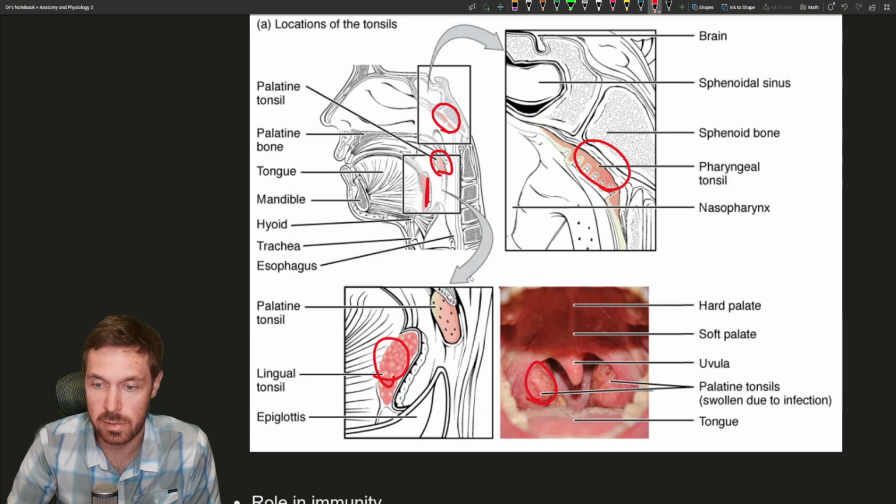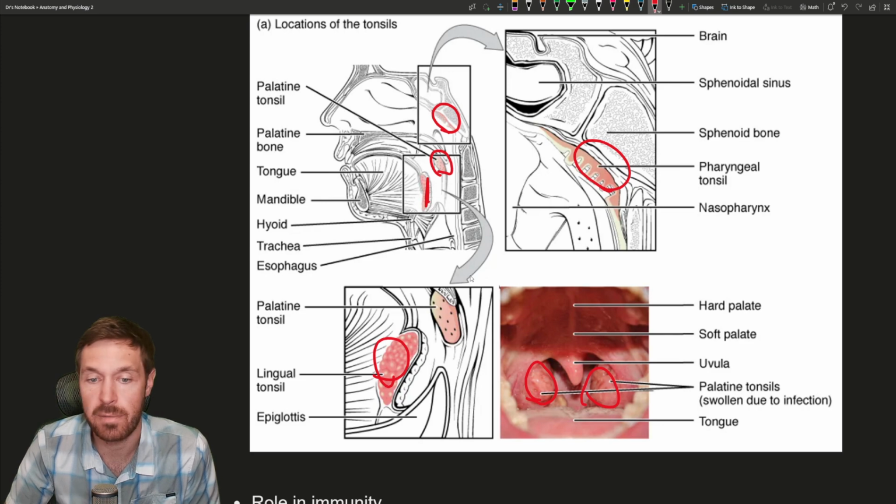Back here, you're seeing these swollen palatine tonsils. If I recall correctly, these ones are your adenoids. You might hear of swollen adenoids. Tonsils can be removed. It's perfectly fine.